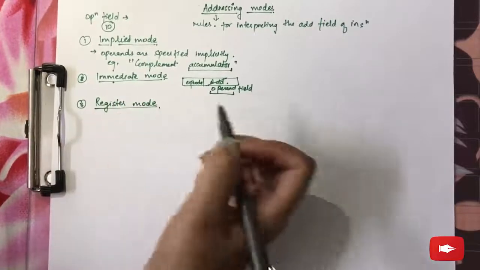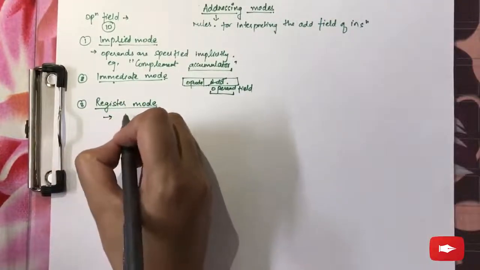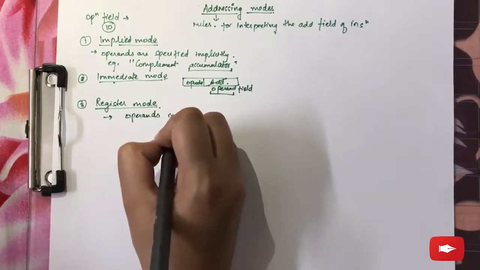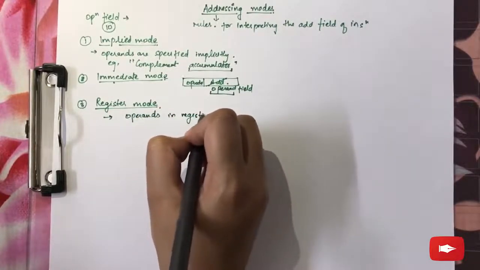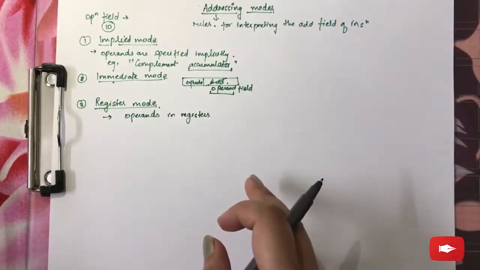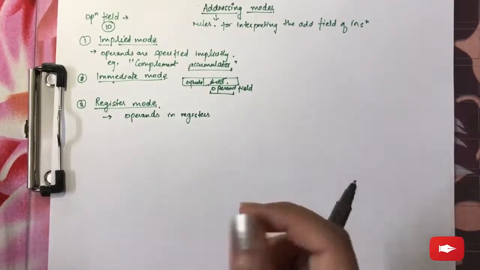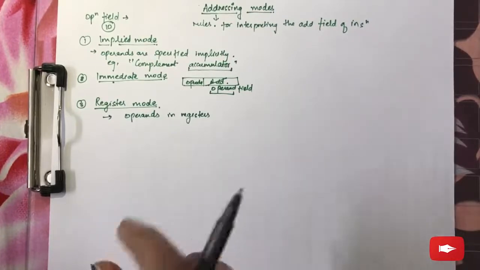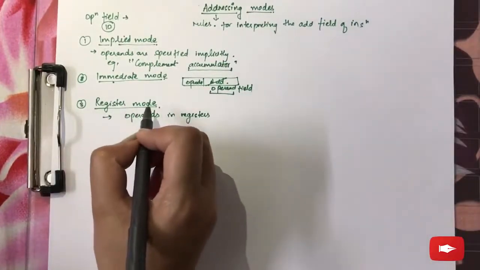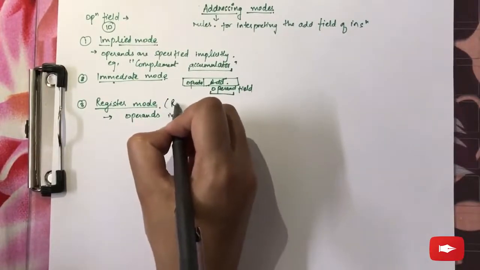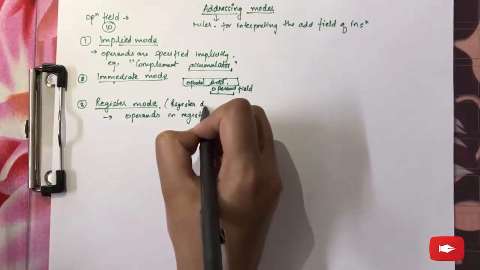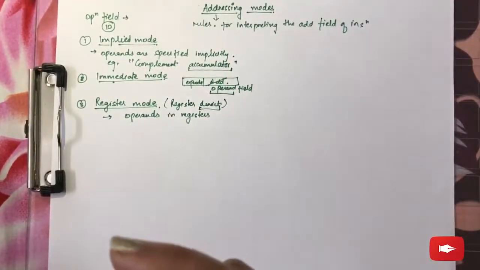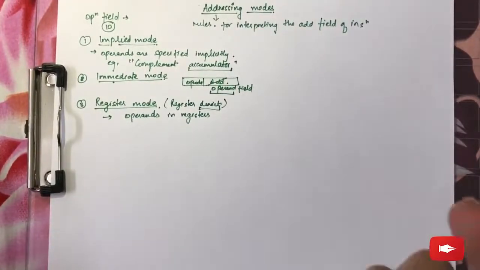Next is the register mode. In this particular mode, the operands are stored in the registers. There are certain registers present in the CPU. So we will refer to a particular register, and that register will hold the value of an operand. That is the register mode, which is also known as register direct mode. Direct in the sense that the register is containing the operand directly.